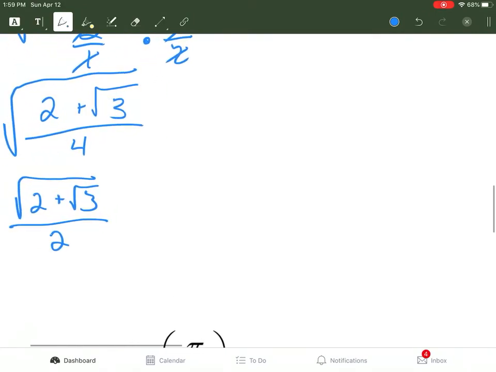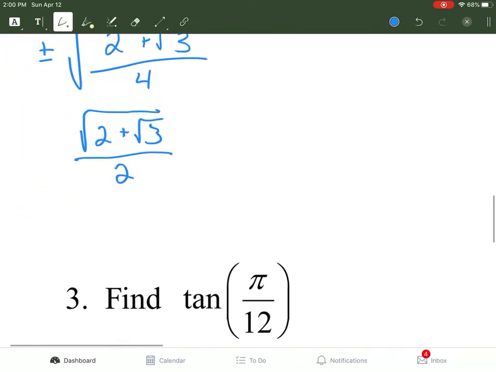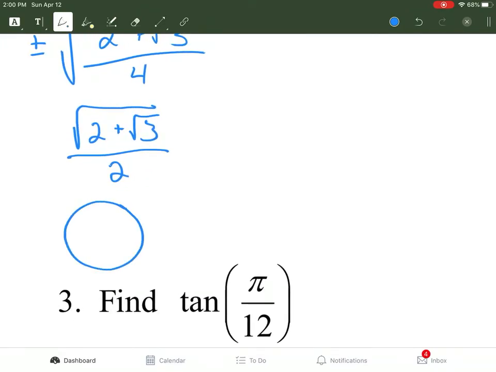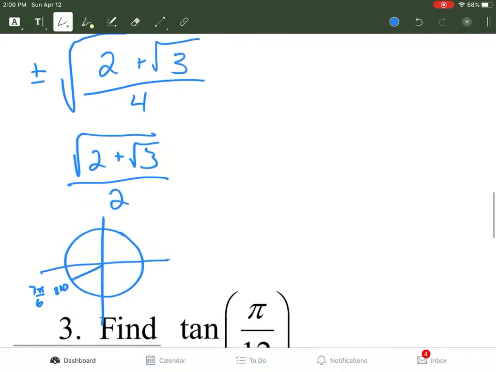Okay, so if we talk about this, we're looking at the unit circle in a sense where we have 7 pi over 6, which is right here. Okay, and let's look at it in terms of degrees. So 7 pi over 6 is 210 degrees. So 7 pi over 12 is half of that. So what's half of 210? It is 105. So 7 pi over 12 is right there.